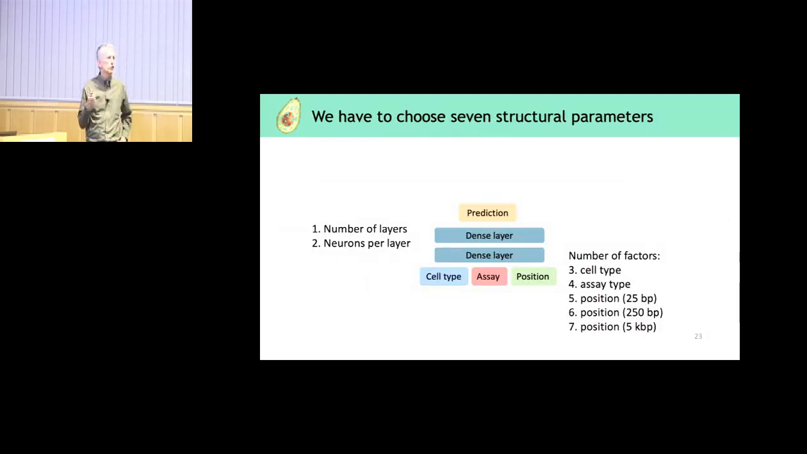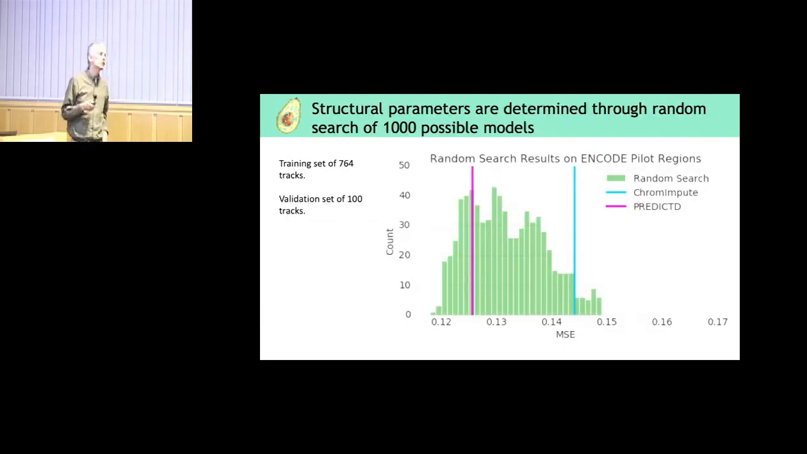So we have to choose the hyperparameters of the model: how many layers, how many neurons per layer, and then how many factors for each of these things. We have 7 different hyperparameters. We just do a random search over a grid of these hyperparameters and measure the mean squared error. This is a histogram of all those mean squared errors for different parameter combinations trained on that 1% of the genome.